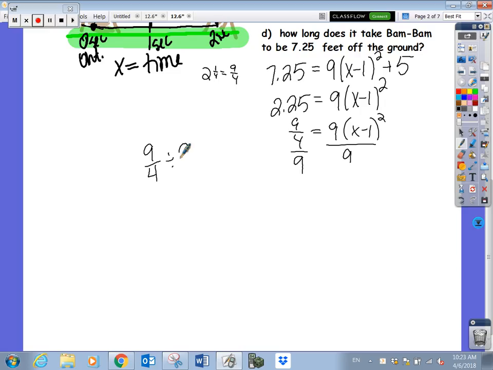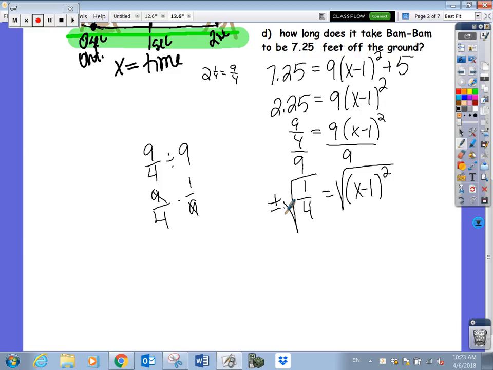9/4 divided by 9. I can't divide fractions, so 9/4 times 1/9 is equal to 1/4. 1/4 equals (x minus 1) squared. Take the square root, plus or minus. This is where my 2 answers are going to come into play. Square root of 1 is 1, square root of 4 is 2. So we have plus or minus 1/2 equals x minus 1.